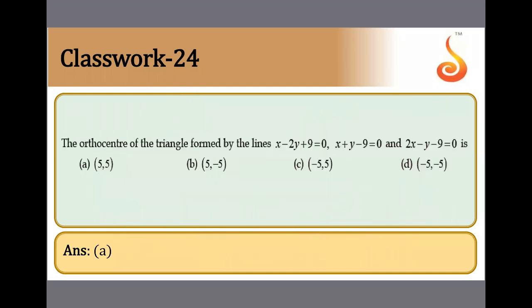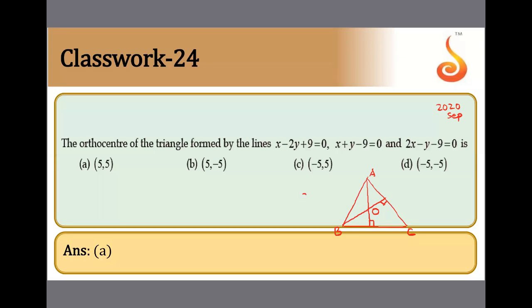Next one, 24. This was asked in JEE Mains 2020, September. This is the same question asked in JEE Mains, and you can say they copied from our material. The orthocenter of a triangle. What's the concept of orthocenter? This is A, this is B, and this is C. Point of intersection of altitudes is called orthocenter. This is orthocenter.